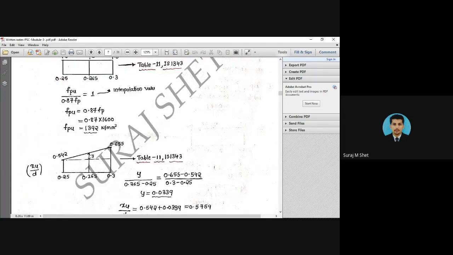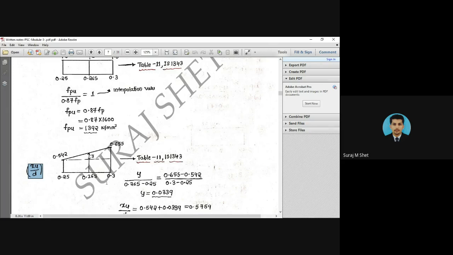See, FPU divided by 0.87 into F5, the unknown value is 1, interpolation value is 1. So cross multiply. If you cross multiply and substitute all the values, we will calculate FPU. So FPU is equal to 1392 Newton per mm square. So again you have to calculate XU by D. Already I explained. XU by D, I got the value is here.